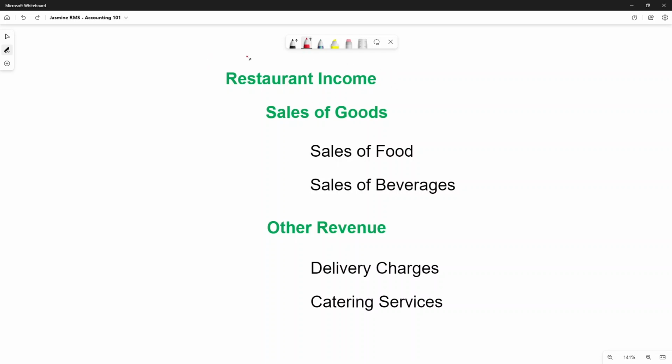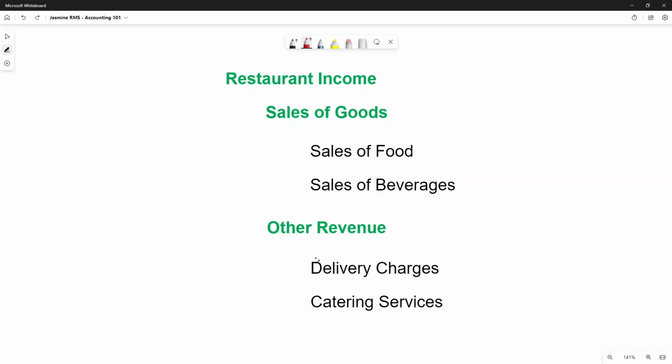Any restaurant, cafe, cafeteria, any kind of restaurant business, has an income, and this income comes from sales of goods, and sometimes other revenue from small things. So we sell food, beverage, shisha, sweets, any kind of goods that we sell, and it will generate an income and a revenue for us.